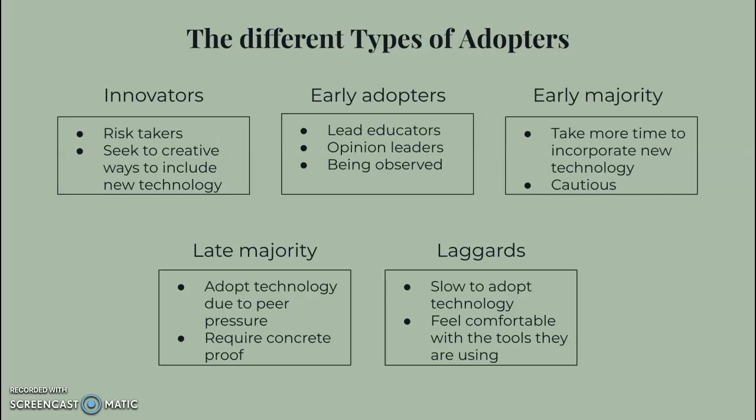Laggards are slow to adopt technology and often do not integrate it into the classroom. Curtis 2020. Their point of reference is the past and they are comfortable with how they have always done things.